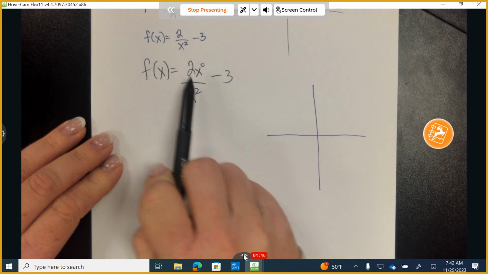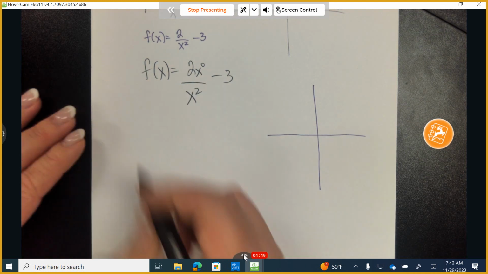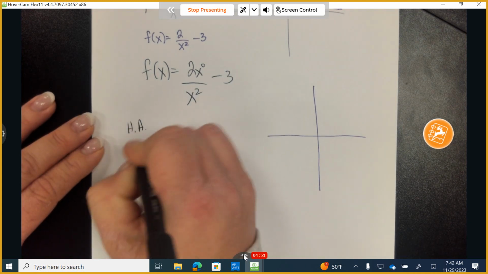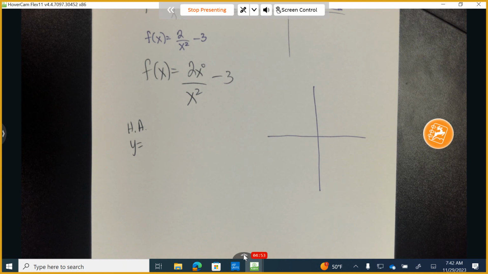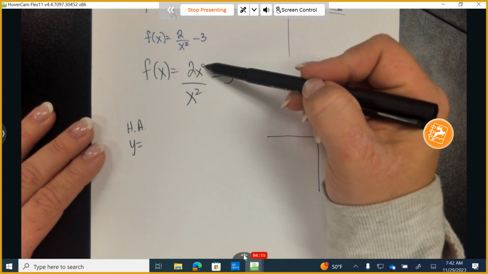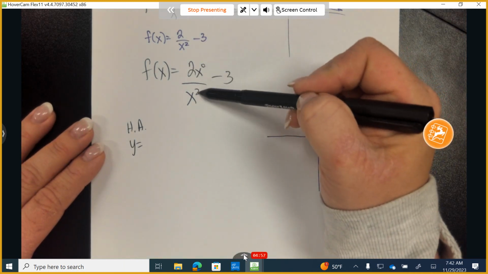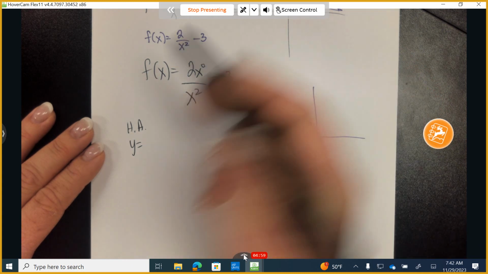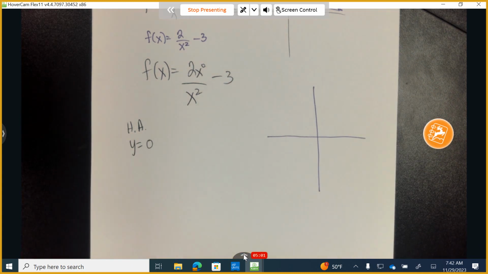So we see no x on top. That's the same as x to the 0. So I'm going to start by identifying the horizontal asymptote. We do want to write it as an equation, y equals. When the degree on top is less than the degree on the bottom, we would say that we have a horizontal asymptote on 0.